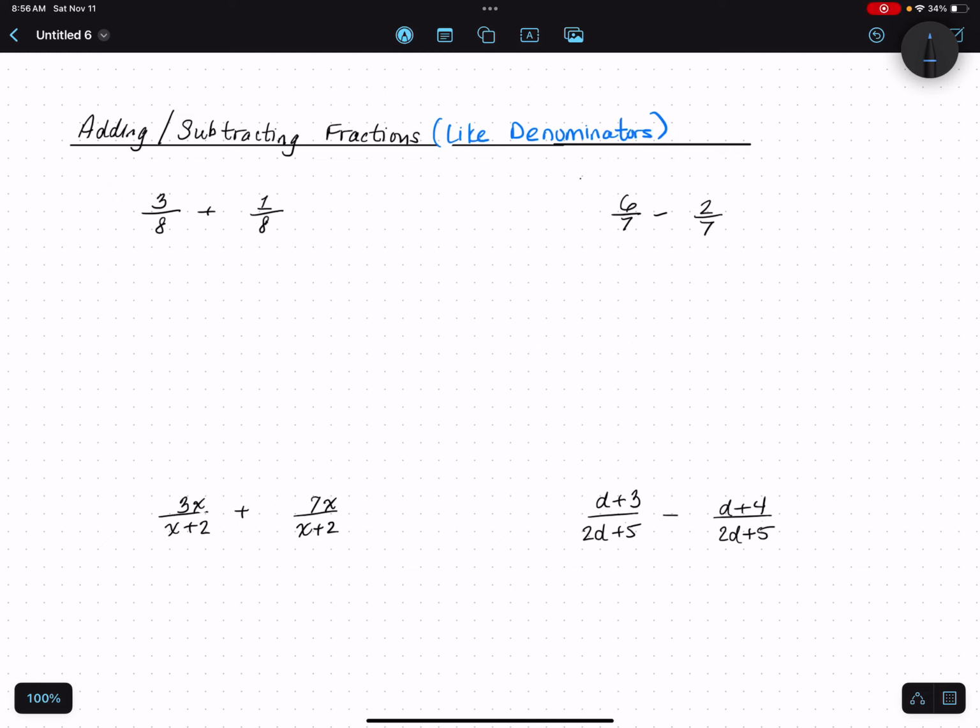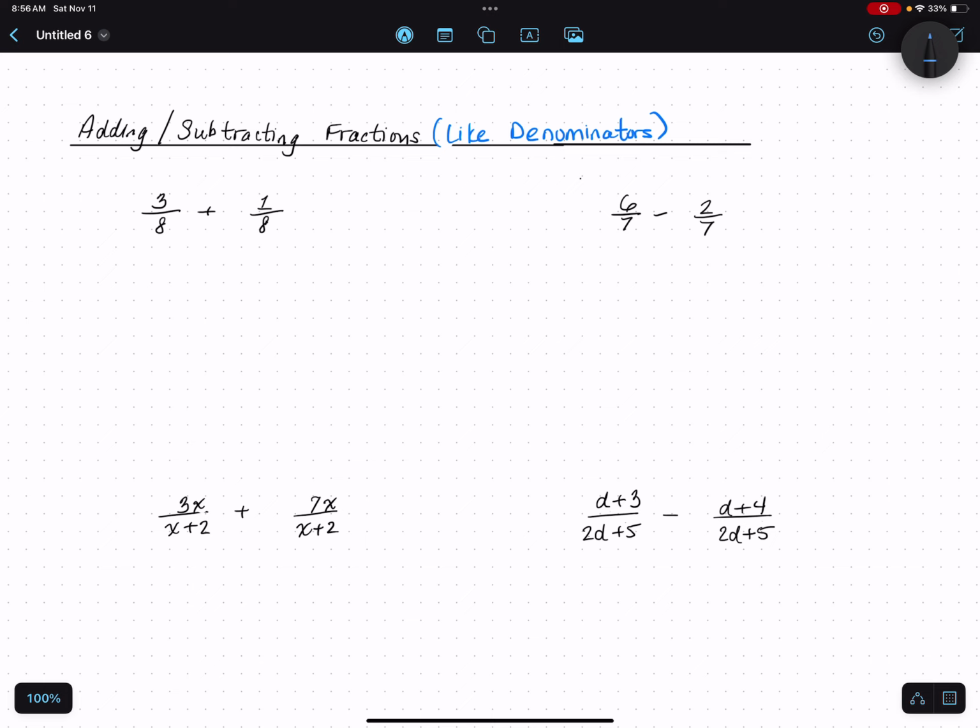Hello there, and in this video what we're going to do is just a light introduction to adding and subtracting fractions, which is going to lead us to adding and subtracting rational expressions. And we're going to start off real slow by just focusing on like denominators right now, because as you might remember, when we don't have like denominators, things get a little complicated. So just to get ourselves introduced to this, let's just look at some like denominators.